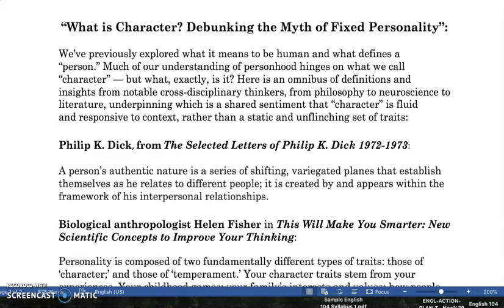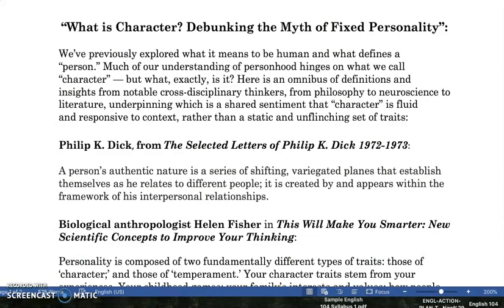So I will start with the title, What is Character? Debunking the Myth of Fixed Personality, and then I'll move into the rest of the text. So here we go. So what is character? Debunking the myth of fixed. So what is character? When I see character, I think of like a cartoon character or a sense of morality. Debunking the myth of fixed personality. People usually have fixed personalities, but they aren't real.